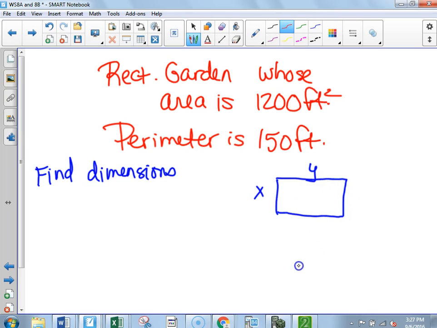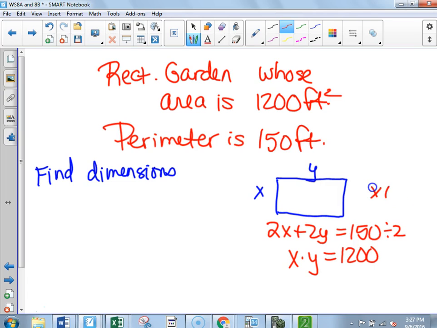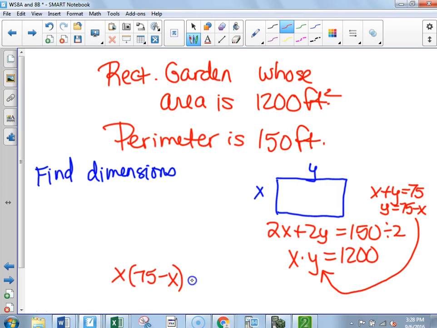Two equations. X times Y is 1200. Everybody okay? 2x plus 2y is the perimeter of 150. Yes? Okay, so what she said is divide all this by 2. So we have x plus y is 75, or y equals 75 minus x. So we have x times 75 minus x. Is that a parabola that opens down? We want to know when it hits a value of 1200.